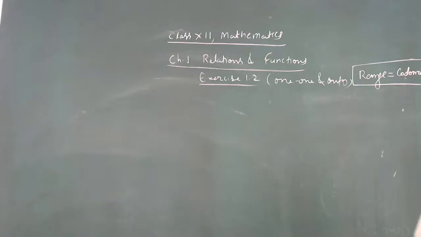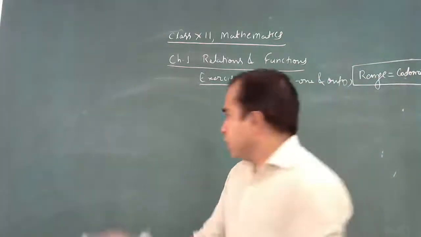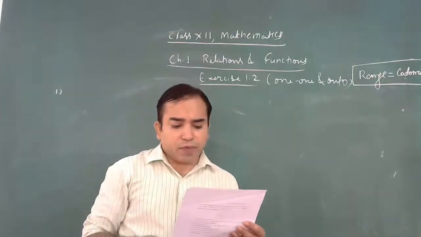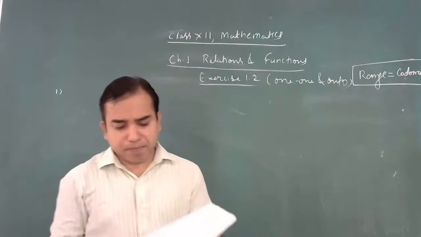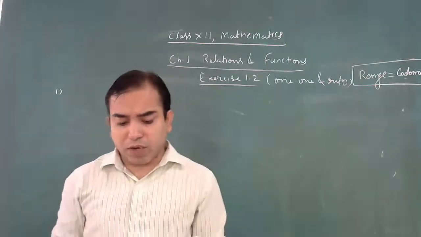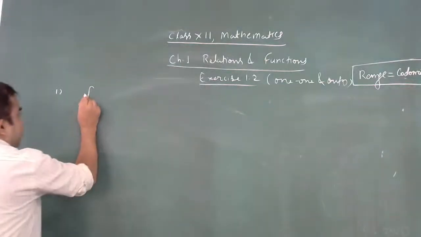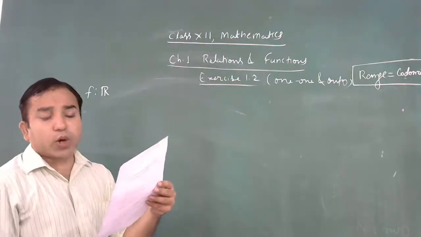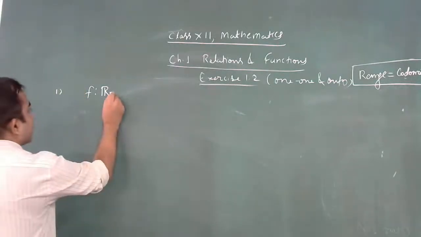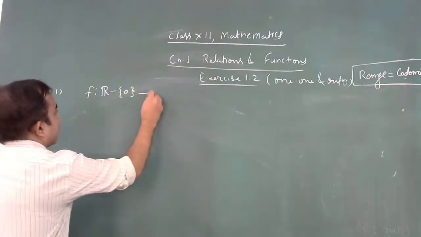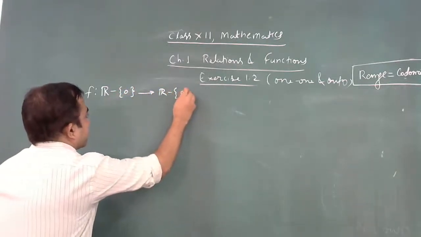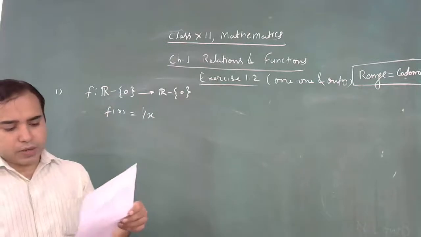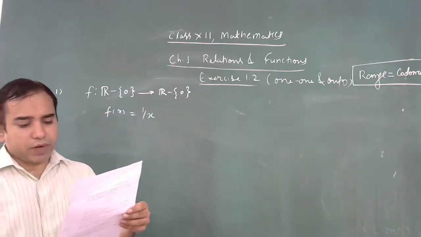Exercise 1.2. Have a look. Question one says: show that the function f from R star to R star given by f(x) equal to 1 upon x is one-one and onto. And R star, what does it mean here? R star is the set of all non-zero real numbers. So R star means non-zero reals. Zero is removed. And the rule is f(x) equal to 1 upon x. Show that the function is one-one and onto.